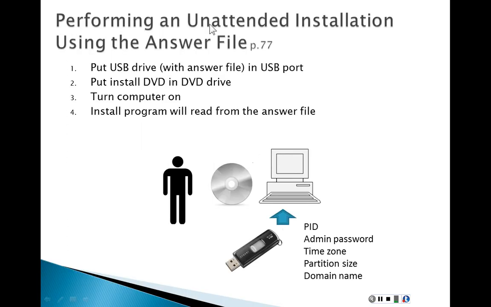So to perform an unattended installation using the answer file, 1, you put the USB drive, which has the answer file on it, in the USB port. Then you put the Windows install DVD in the DVD drive. Then you turn the computer on. And when you do, the install program will read the variables from the answer file into the installation, so you can just walk away and the installation will finish up on its own. That's why they call it an unattended installation.